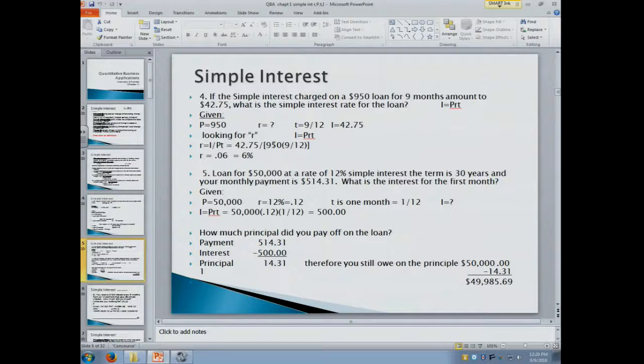Now I want to caution you, especially on my PowerPoints, okay? The biggest problem students have is not knowing how to use their calculator, where to put the parentheses. This whole thing is in the denominator. So I want you to pause it and try to do this equation. Okay? I'm going to let you look at question 5 by yourself.